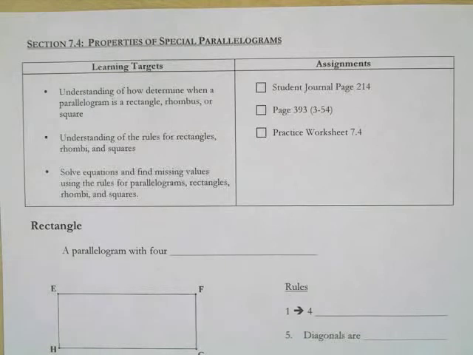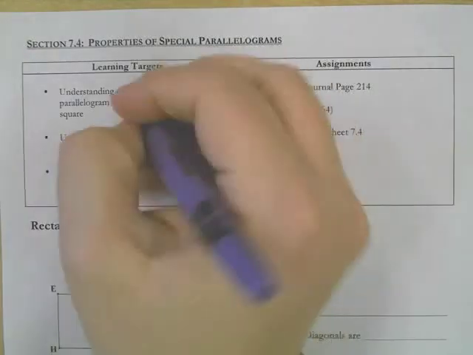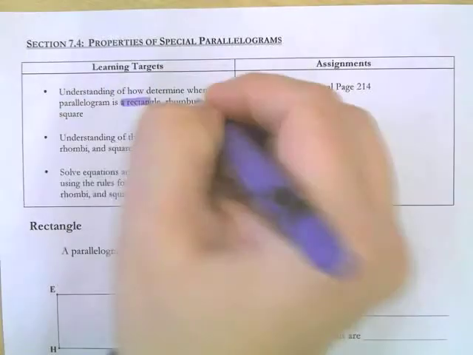Okay, so this video is on section 7.4, which is properties of special parallelograms. And so we know what a parallelogram is. A parallelogram is a quadrilateral, so a four-sided figure with opposite sides parallel. Now we're going to have three specific ones that we have to learn about: rectangles, rhombuses, and squares.